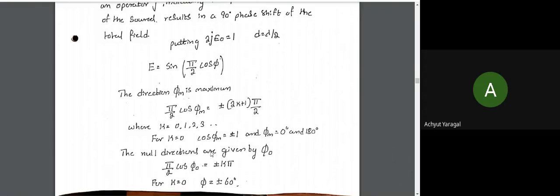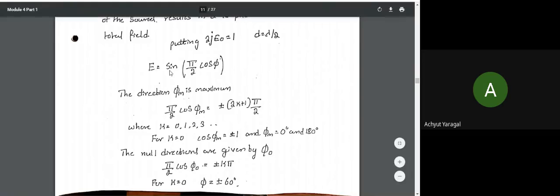If we want the null direction, null direction means where there is no radiation, we need to find the angle where there is no radiation. So pi by 2 cos phi naught is equal to plus or minus k pi. Putting the values 0, 1, 2, 3 for this capital K, you will get phi equal to plus or minus 60. That is, at this particular angle of 60 degrees, the field from point sources of equal amplitude and opposite phase will be equal to 0.